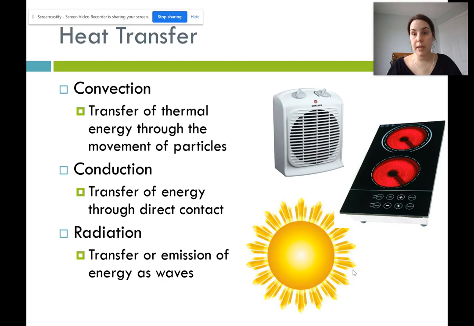Okay, so if you're getting heated or energy transferred through the movement of particles, it's convection. If it's being through direct contact, that would be conduction. And if it's through the transfer of energy as waves, that would be radiation. So those are the three main ways heat can be transferred from one place to another.